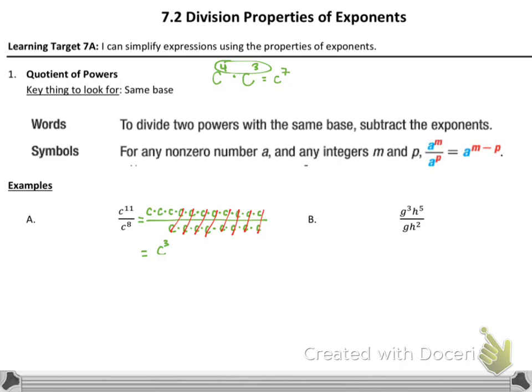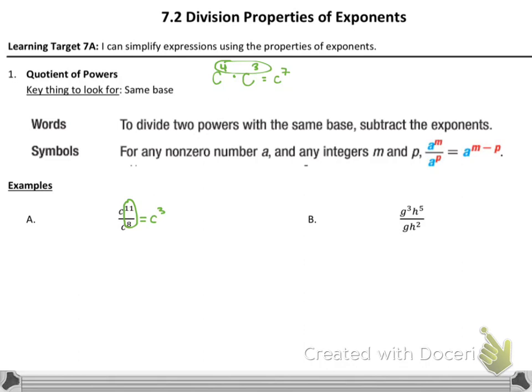Now, again, we want to have a shortcut. So we ultimately know that c to the 11th over c to the 8th is simplified to c to the third. What we notice is when you have the same base, you just need to subtract the exponents from the biggest to the smallest. And that's it.